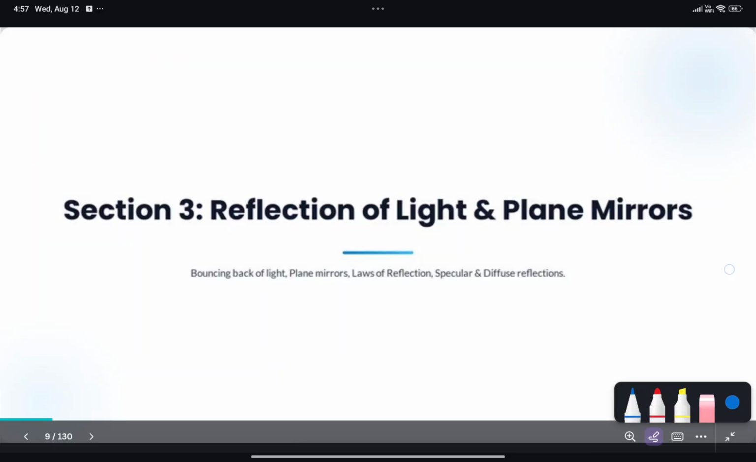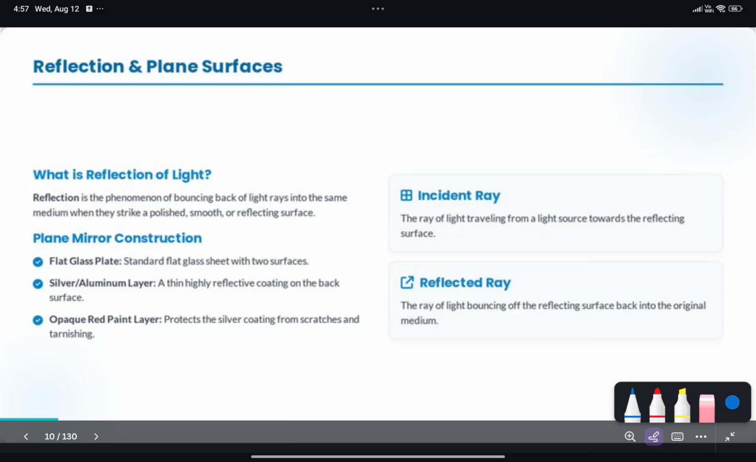Reflection of light and plane mirror. First of all, what is meant by the reflection? Tell me in your own words. So the bouncing back of the light. Simply, whenever any light rays fall on any surface, they bounce back, come back. On an opaque object, it bounces. Simply we say reflection of light.